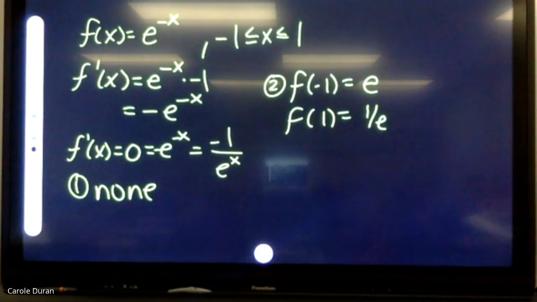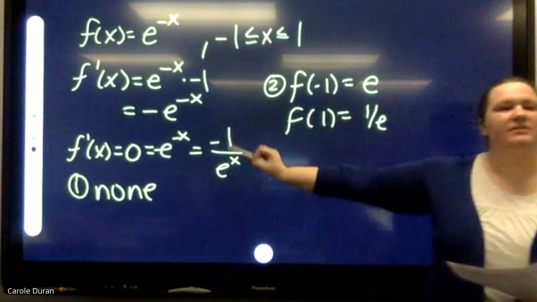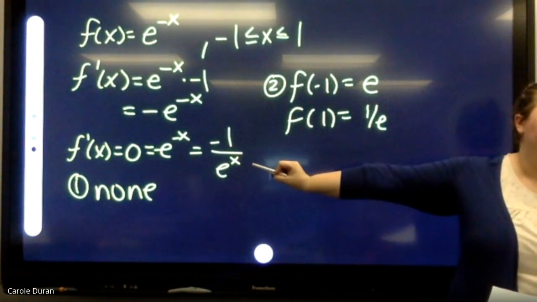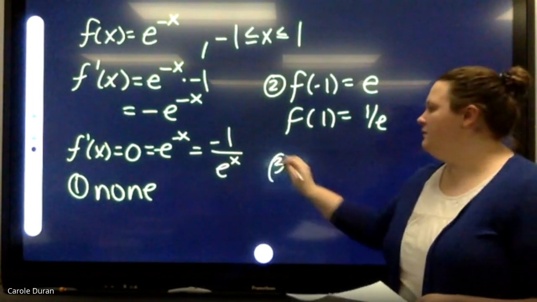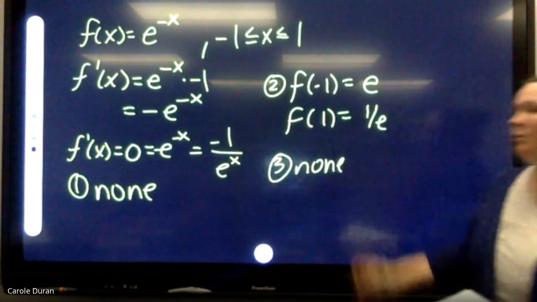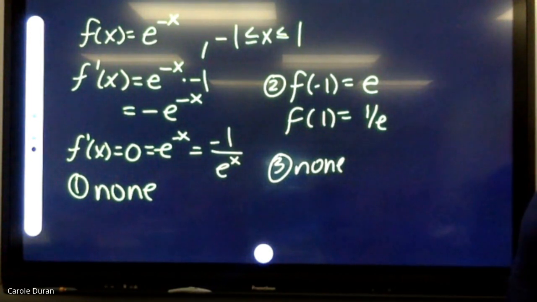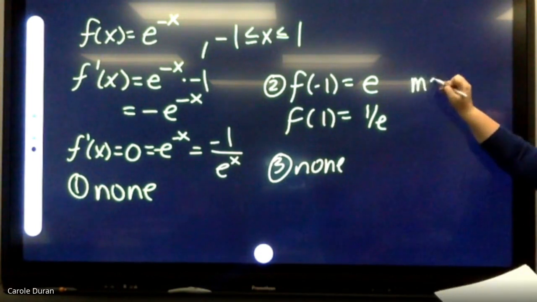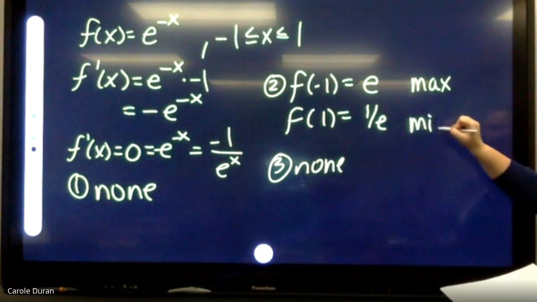This is my derivative. I would have to make that denominator equal 0. There's nothing that's going to make that denominator equal 0 on my interval. So for step 3, there are none. Which means my only potentials are e and 1 over e. Which one of those is bigger? e, so that's going to be our maximum. Which one of those is smaller? Which makes that our minimum.